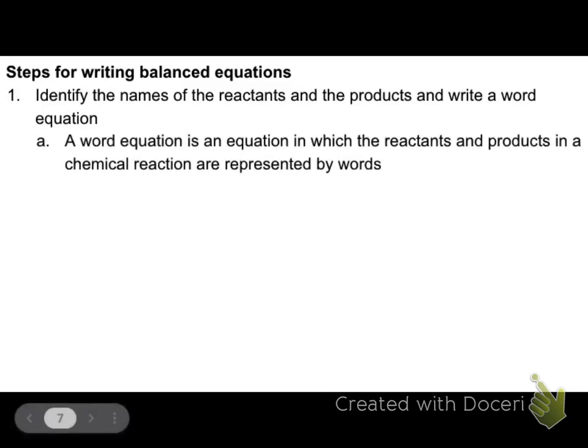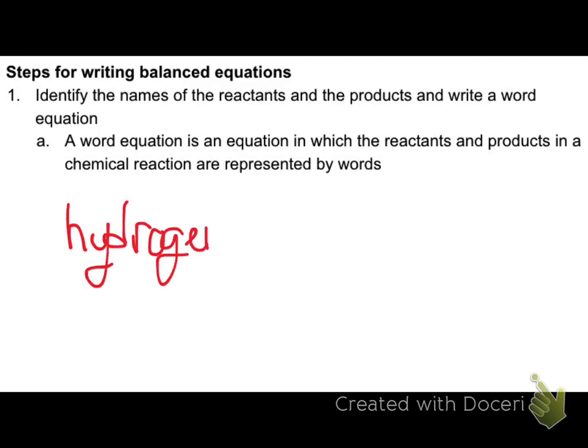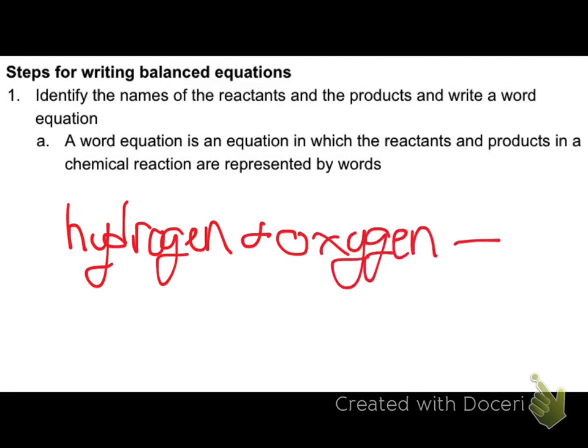A word equation is an equation in which the reactants and the products in a chemical reaction are represented by words. So if we were writing the same equation that I just did, we would just say hydrogen plus oxygen yields water. And I ran myself out of room here, but water would be on this side. Okay. Some kind of word equation.